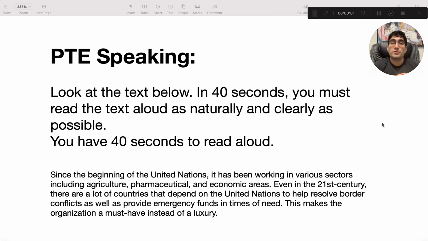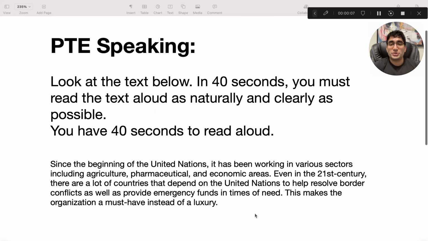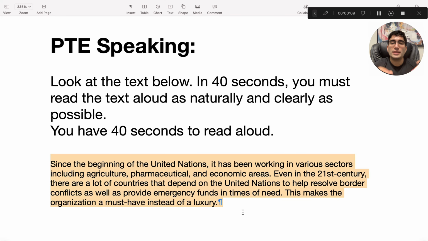In the speaking part of PTE, you have this reading task, right? So you have 40 seconds to read the text aloud. A few things I want to mention. First of all, the text itself is not long. It is something that any reasonable human being can read in 40 seconds. So please don't rush. The number one mistake is people rush, okay?